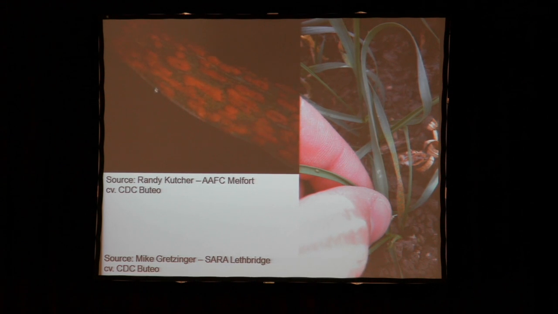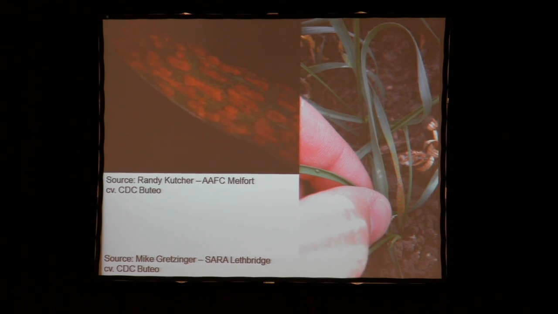This is Melfort, and this is totally unheard of for Melfort, which is up in the north, sort of east part of Saskatchewan. We can get it from time to time, and this is the picture from the Farming Smarter site of it building up. What we didn't think was that a fall application would actually provide any sort of systemic control to give us any sort of a response in the spring.